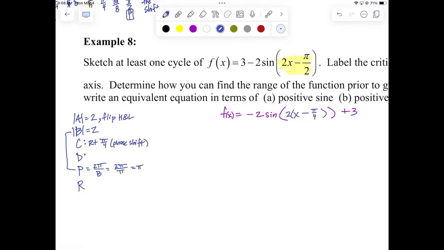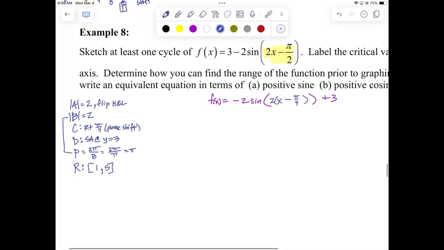And then the D value, I put a colon. Is it up, down, left, or right 3? Up 3. So you have your sinusoidal axis at y equals 3. SA at y equals 3. Now for the range, remember, to find the range, all we got to do is go to our sinusoidal axis, which is 3, and go down the amplitude amount. What's 3 minus 2? 1. And what's the high point? The sinusoidal axis plus the amplitude. What's 3 plus 2? 5. There you go. So you can get the range pretty easily without sketching the graph.